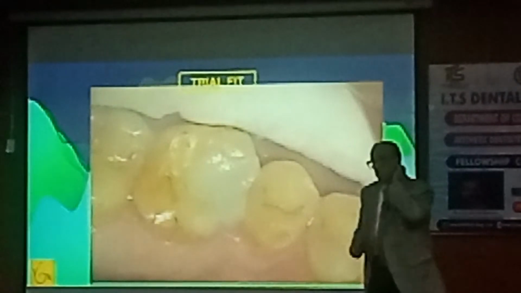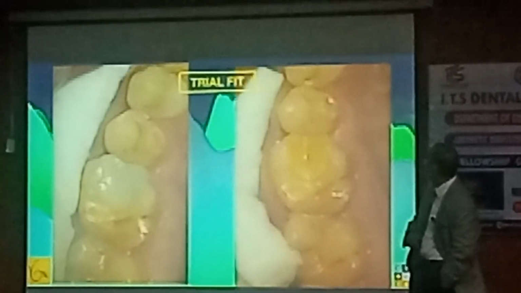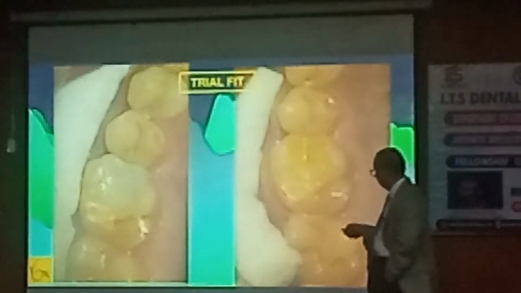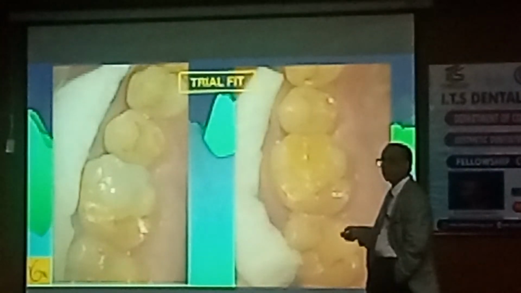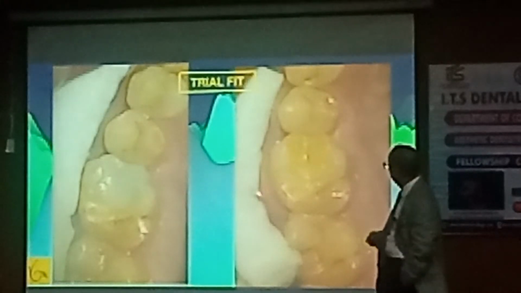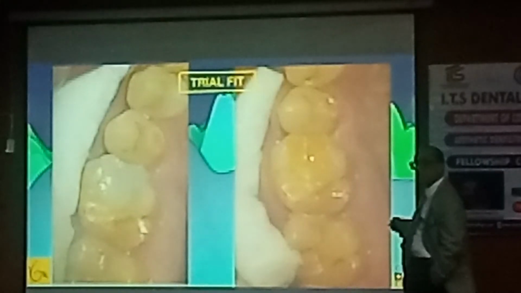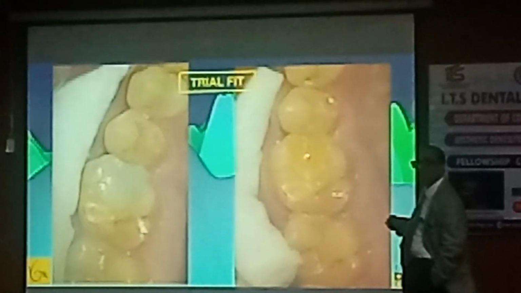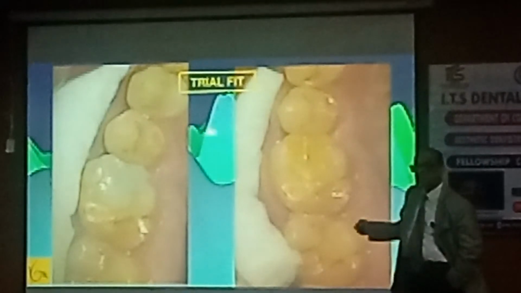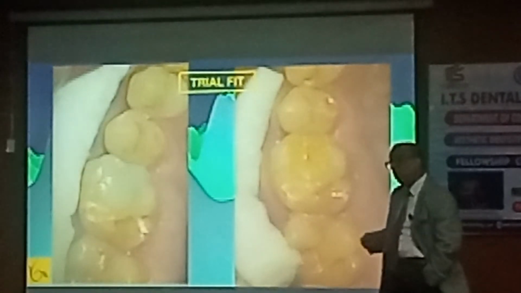Here's the trial fit that we did. When you look at this trial fit, definitely I never liked the shade, right? I sent it back and we got a better shade. This looks more like a normal thing, or you can see there are a little bit of fissures or stains that have been done in this case, okay? So we are going to talk about all that also.